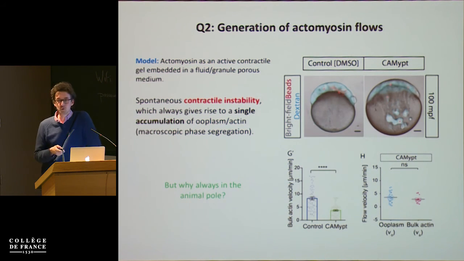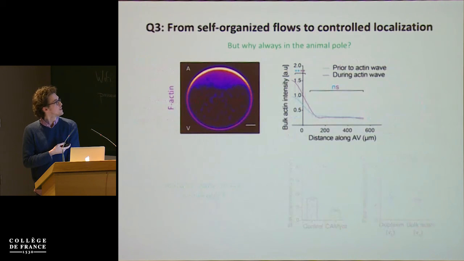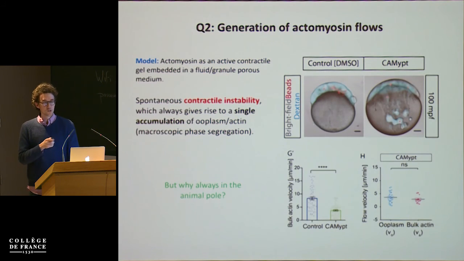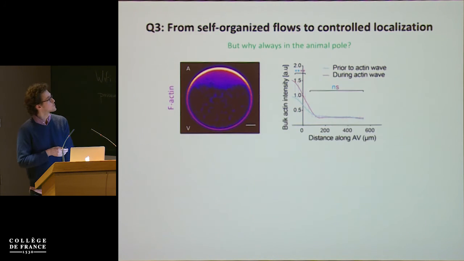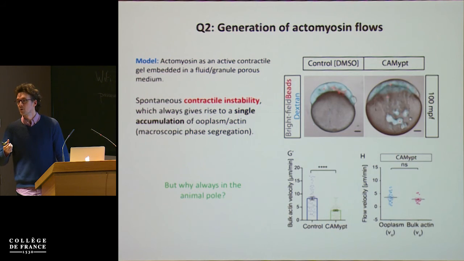But now let's go back to control. Why do you always accumulate at the animal pole? There's no reason a priori. If you have something purely self-organized, there's nothing that would tell you that your fluid should always be there. And indeed, if you remember the simulations from before, you had an accumulation in the center, actually. If it's self-organized, you could accumulate in any place. So you need something to break symmetry. You need something to control your transition.